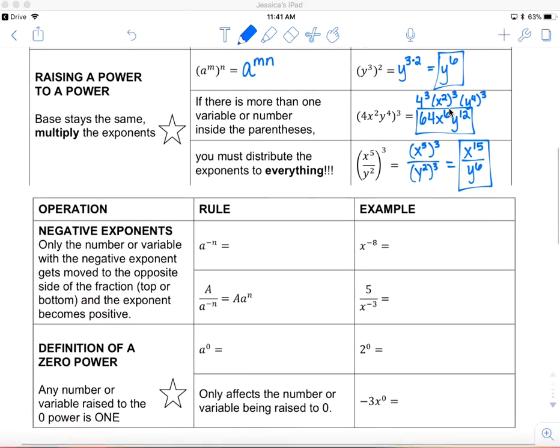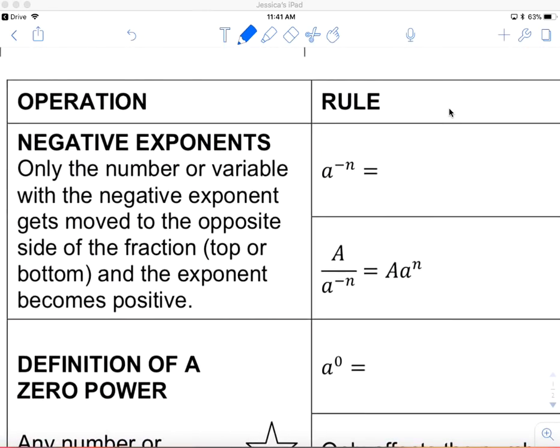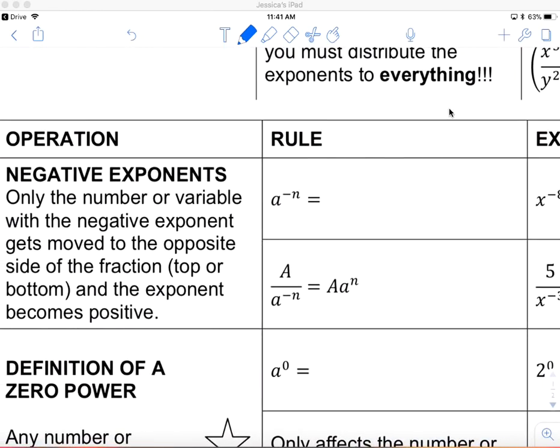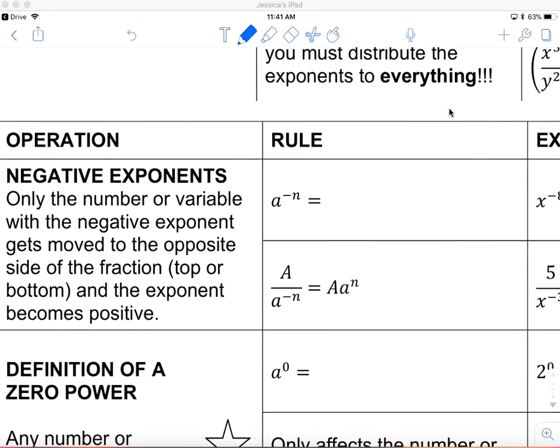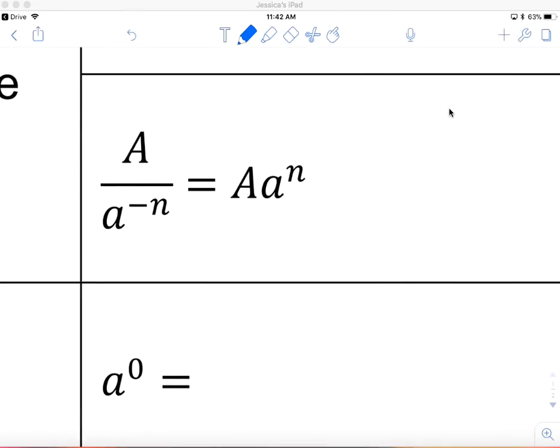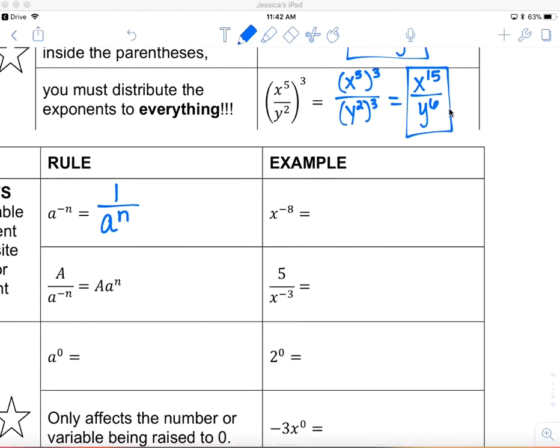Our next rule deals with negative exponents. You never want to leave an answer with negative exponents. It's considered improper. So anytime you have a negative exponent, you are going to move it to make it positive. A to the negative n becomes 1 over a to the n. You move it to the denominator to make it positive. If you have a coefficient in front, like this example shows, the coefficient does not move with it. That's going to stay. So let's look at these two examples.